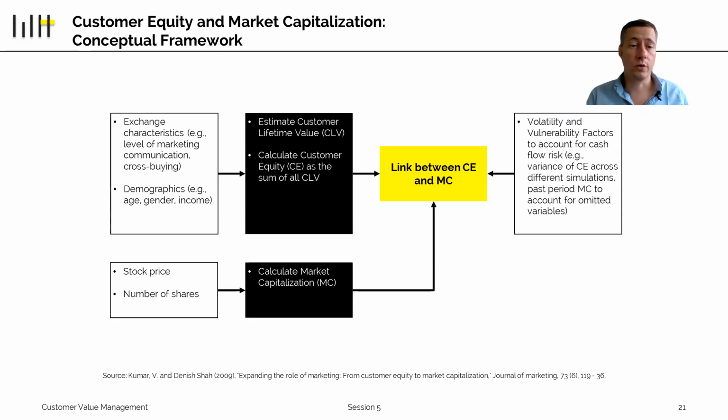The customer lifetime value is determined by the exchange characteristics, the level of marketing communication we do, the cross-buying that we do, and of course, maybe also demographic factors. And this is one component. And the second component is we take the stock price and the number of shares and calculate the market capitalization. And then we try to link the two together. We try to link customer equity and market capitalization, controlling for certain finance-related factors like volatility and vulnerability factors.